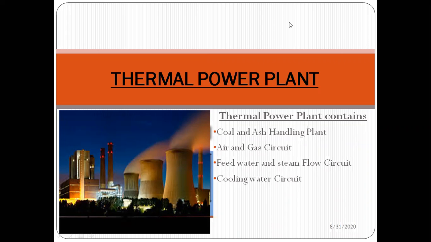And lastly, after striking the turbine, the steam is condensed in a condenser and again fed to the boiler using water pumps. So this is all done in the cooling water circuit. So you can say that in a thermal power plant there are four main circuits, or four main components, that combine to make a thermal power plant. And these are, as I have already explained, the coal and ash handling plant, the air and gas circuit, the feed water and steam circuit, and lastly the cooling water circuit.